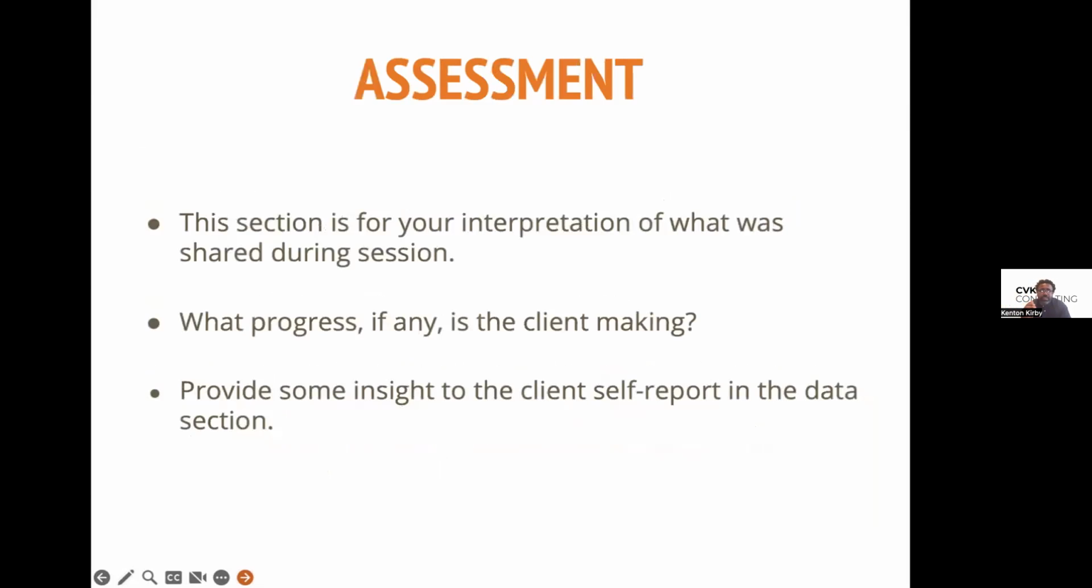The assessment section is for your interpretation of what was shared during the session. So the interpretation of what was heard. What progress, if any, is the client making towards whatever goals have been laid out, contracted out, at least in the early stages of the working relationship. And then also provide some insight into their self-report from that data section. So you can give some insight while they were talking about whatever topic.